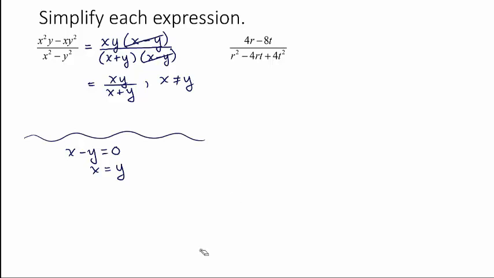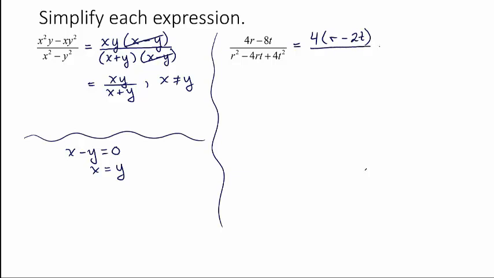All right. Now let's look at this other example of 4r minus 8t, all divided by r squared minus 4rt plus 4t squared. This is a little bit different. In the numerator, the only thing I can do is factor out a 4, so I've got 4 times the quantity r minus 2t.